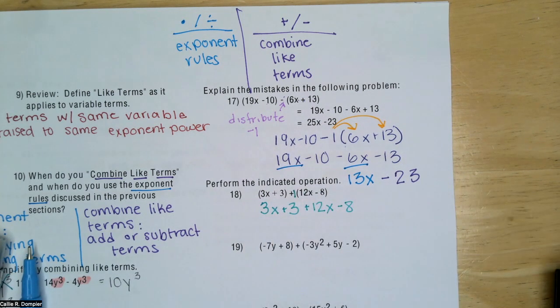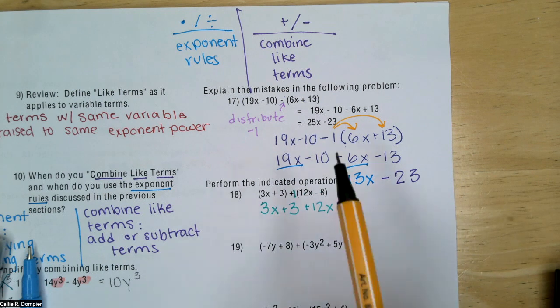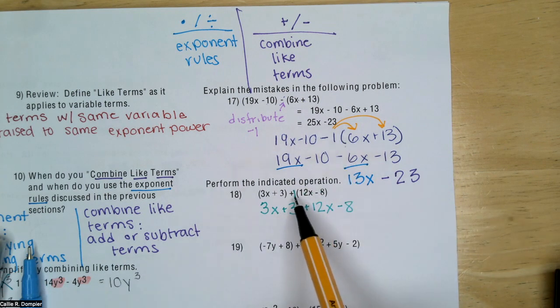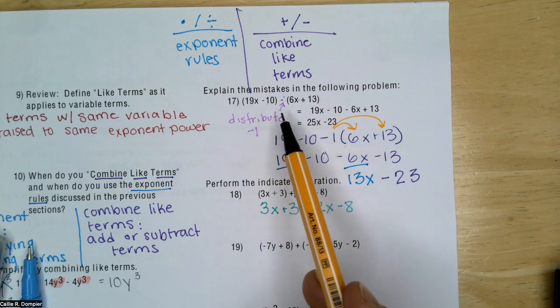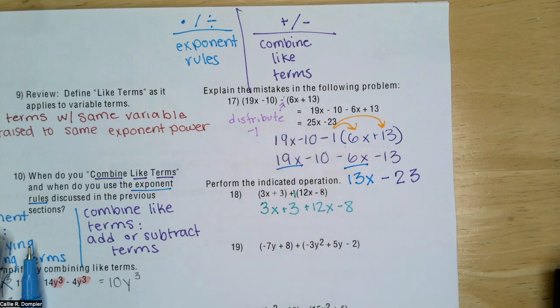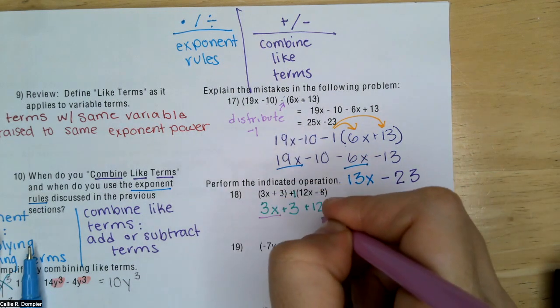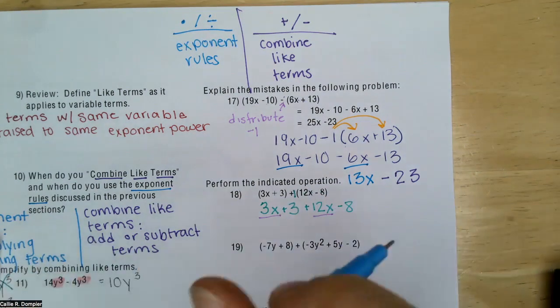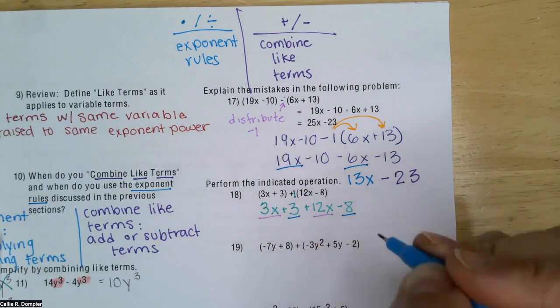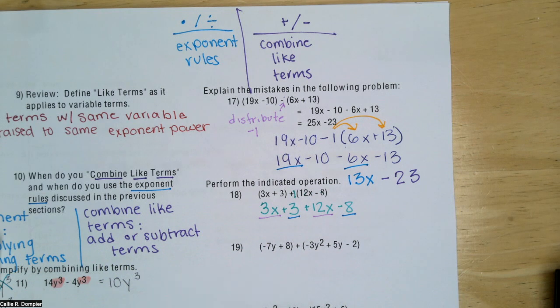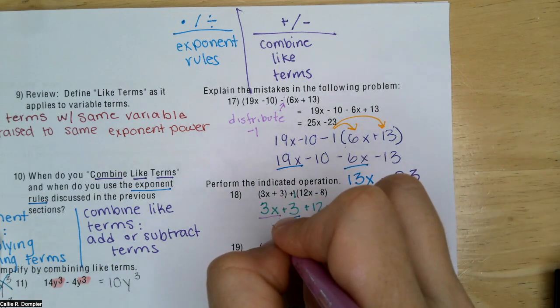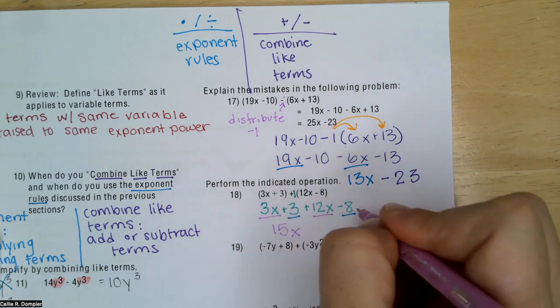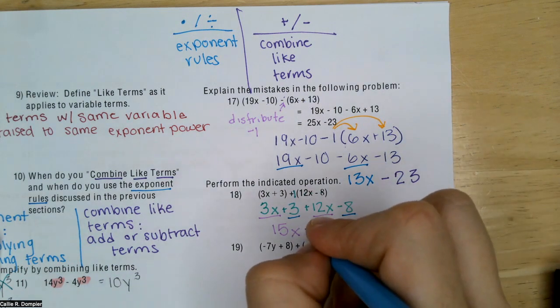Okay, so you can just drop the parentheses because it's an addition. You don't need to distribute an addition sign. Or there's no change when you distribute an addition sign. There's a change when you distribute a subtraction sign. Good. Now we're just combining like terms. 3x is like terms with positive 12x. And then 3 is like terms with -8. So 12x and 3x is 15x, because they're both positive. And then positive 3 minus 8 is a -5.